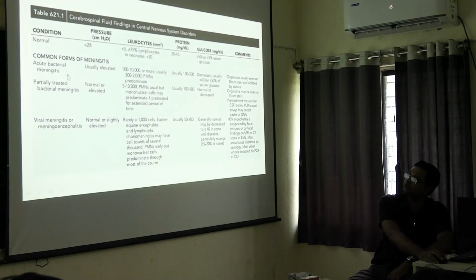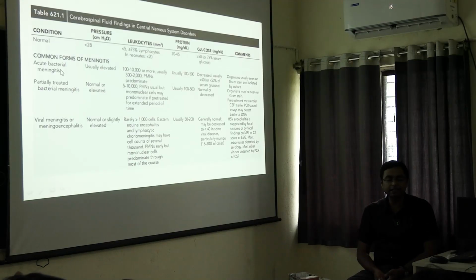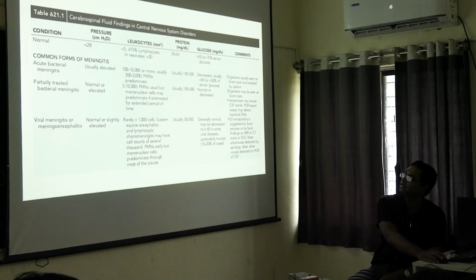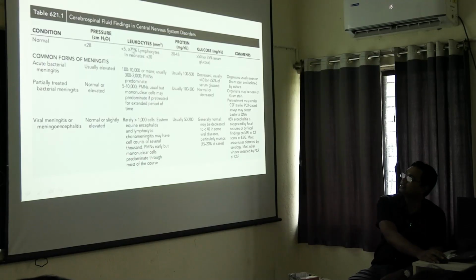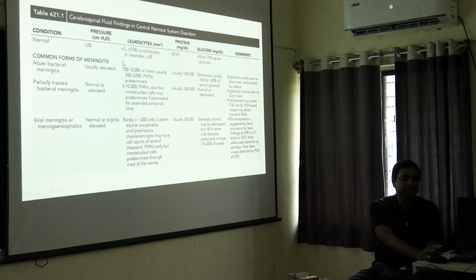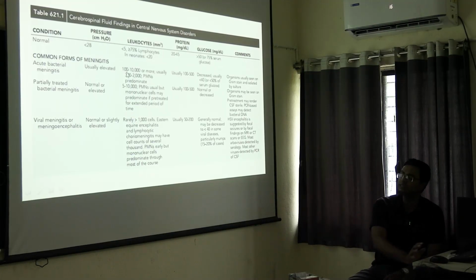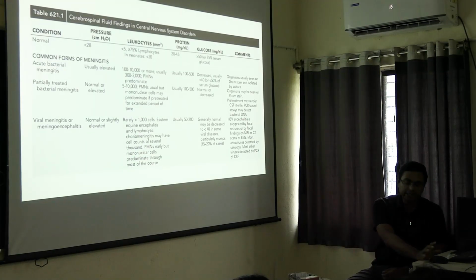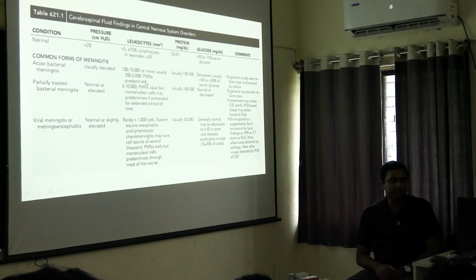So what happens in acute bacterial meningitis? Pressure, যে কোনো inflammation, infection এ pressure বাড়বে, so usually pressure is elevated. The total leukocyte count is increased in pyogenic or bacterial meningitis. It can range from 100 to 10,000, যত খুশি হতে পারে, and it is usually of polymorphonuclear cells.